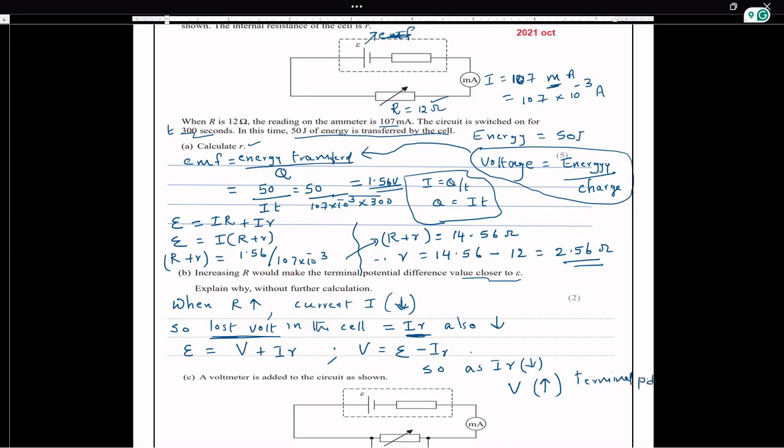The terminal PD is increasing. EMF is V plus IR, or V equals E minus IR, and we have the term IR decreases, so V increases. V increases to keep EMF constant.